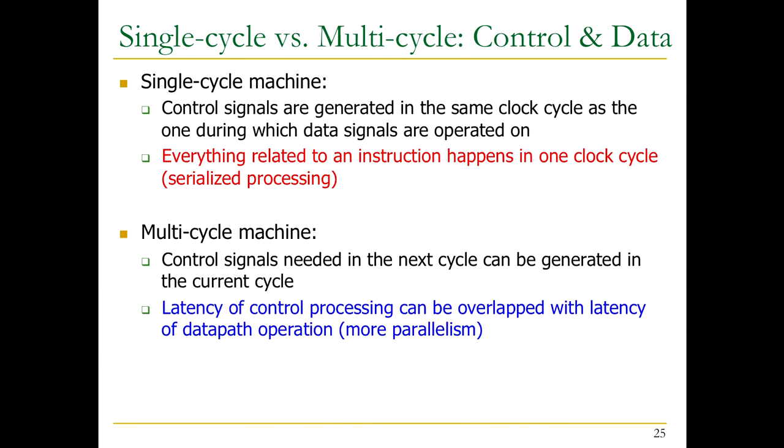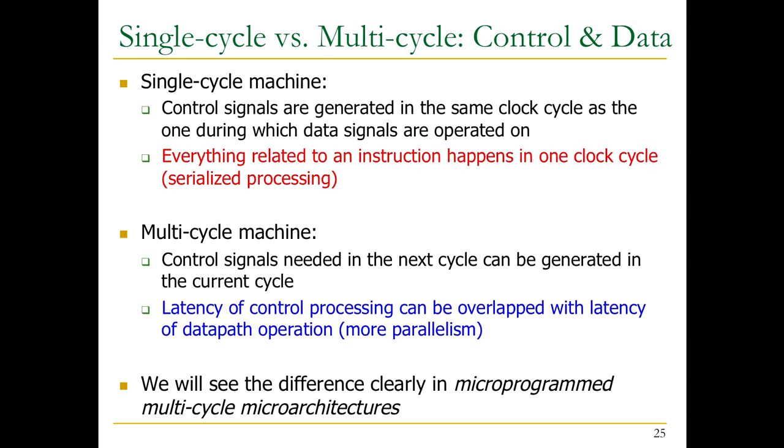Whereas in a multi-cycle machine, control signals needed in the next cycle can be generated in the current cycle. Basically, you overlap the processing in the data path in the current cycle with the control signal generation for the next cycle. Meaning that you've just eliminated control signal generation from your critical path of execution. You can now parallelize, right? It's very difficult to do in a single cycle machine. Basically, you get more parallelism. This will become more clear when we talk about micro-coded machines. In a micro-coded machine, you basically generate the control signals for the next cycle in this cycle, and then you use them in the beginning of the next cycle.